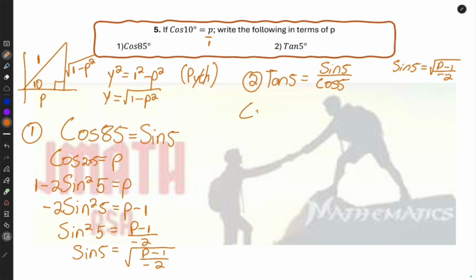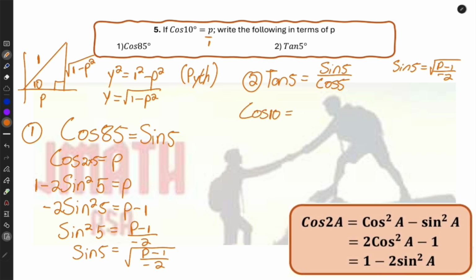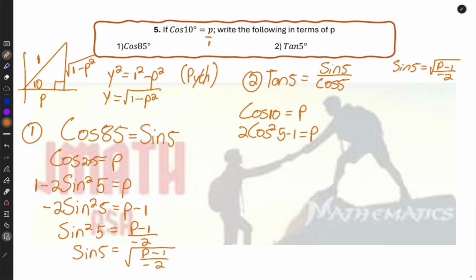So I'm going to work through the cos double angle again and say, okay, so if cos 10 equals p, then 2 cos squared 5 minus 1 must also equal to p. So I'm just going for the double angle that does not have sine in it. So now I'm just going to move the 1 over and divide by 2. So then I can say, okay, so cos squared 5 would be equal to p plus 1 over 2. And therefore, cos 5 is equal to the square root of p plus 1 over 2. Now I have a value for sine 5, and I have a value for cos 5.